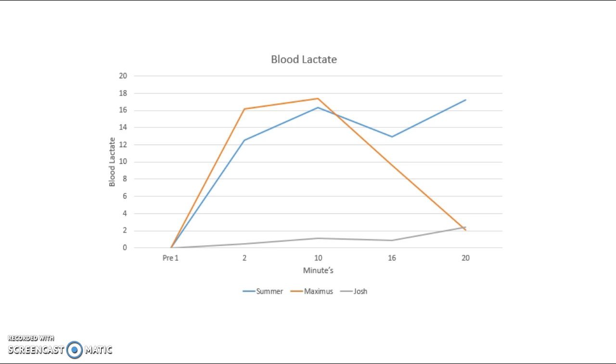After the 2 minutes, Max's and Summer's blood lactate begins to plateau, especially Max's. After 10 minutes, Max's and Summer's blood lactate drops, but at 16 to 20 minutes, Max's carries on dropping all the way to 2, but Summer's increases again to 17. This isn't what happens in the normative data, as it is supposed to stay constant with little increase during exercise in blood lactate. This may have happened for Summer due to her starting to work harder than needed towards the end of the exercise, and for Max at the start of the exercise.